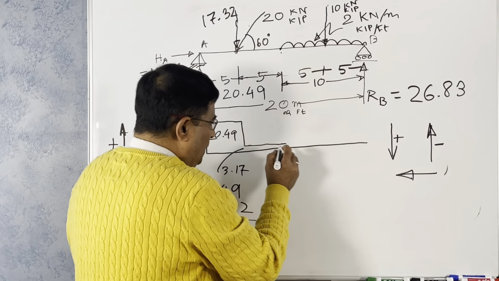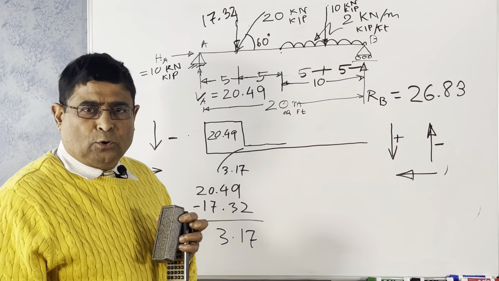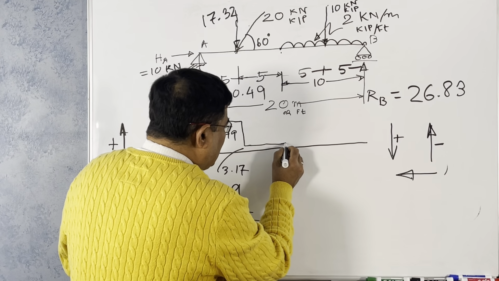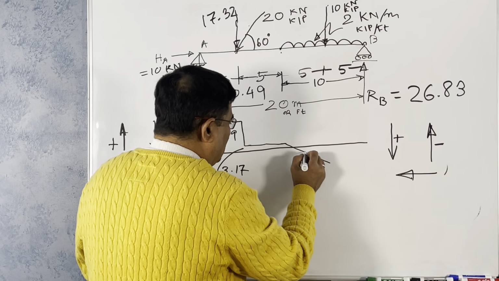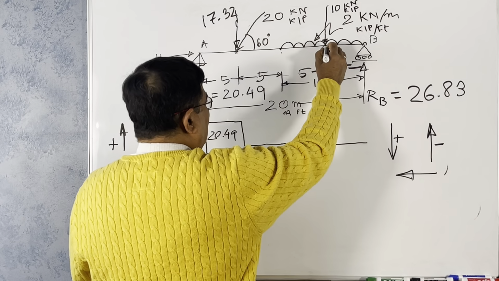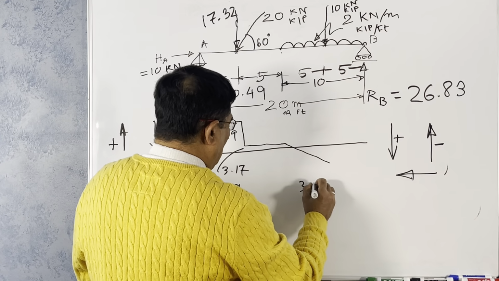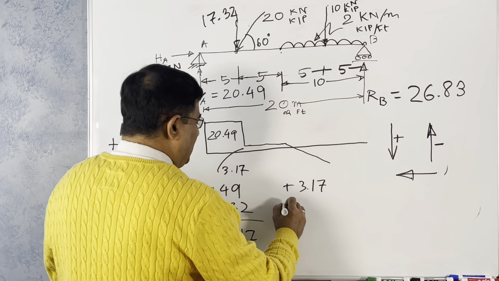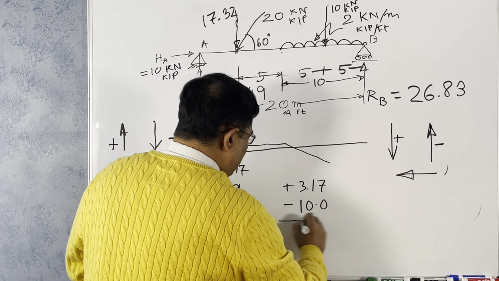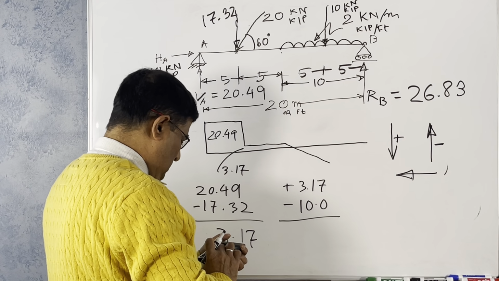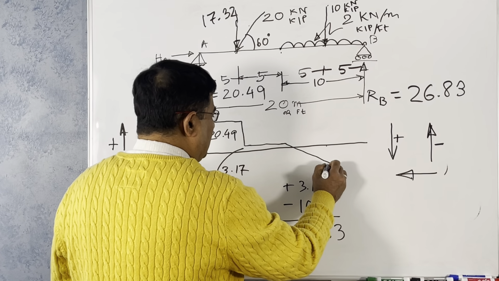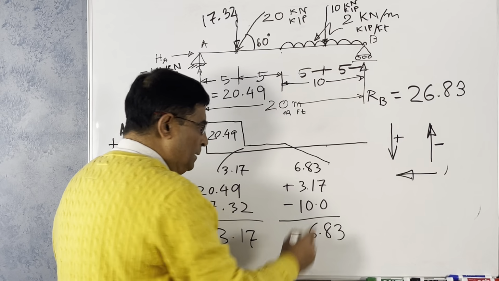So when this UDL is there, the shear force varies linearly, as I told you earlier. So it is gradually reducing at a constant rate. It will be like this up to this point. What is the shear force there? It is 3.17, still positive, then minus 5 times 2. 5 times 2 is 10, right? So negative 10, it is 6.83 negative. So this value at this point, just left of that, remember 6.83, this is a negative value.